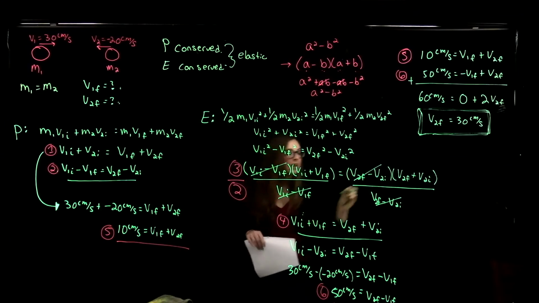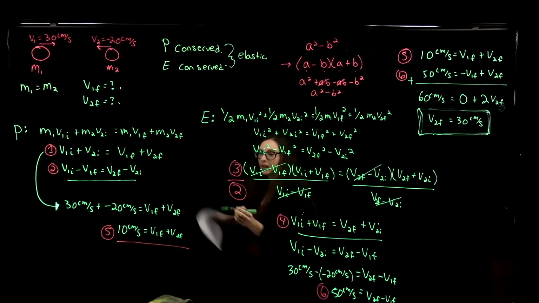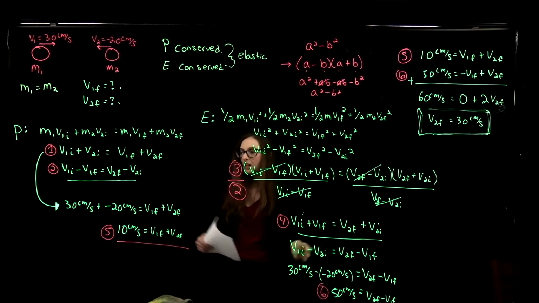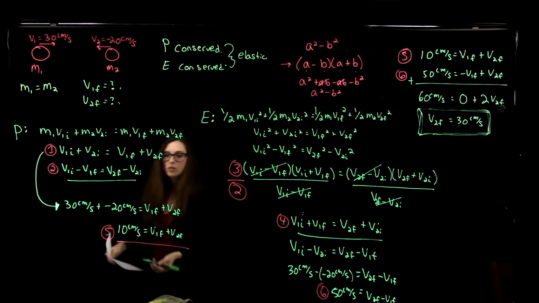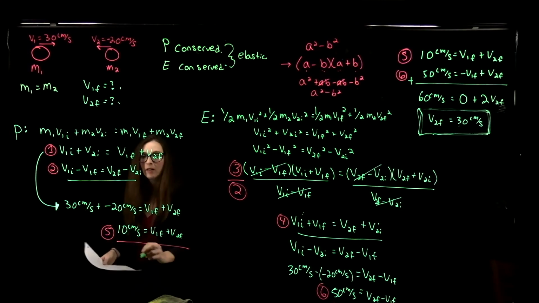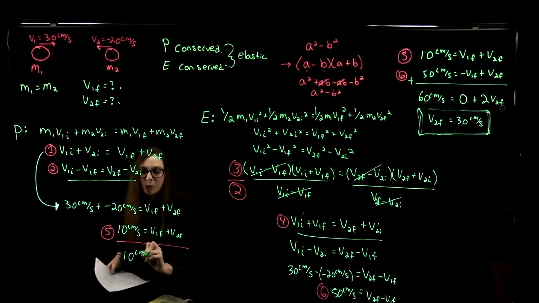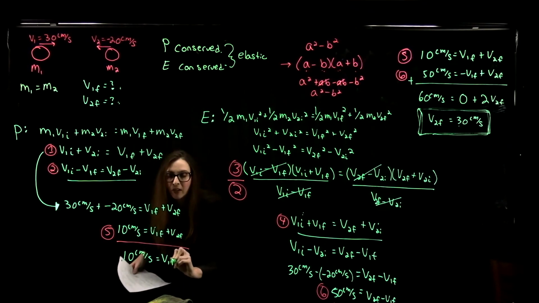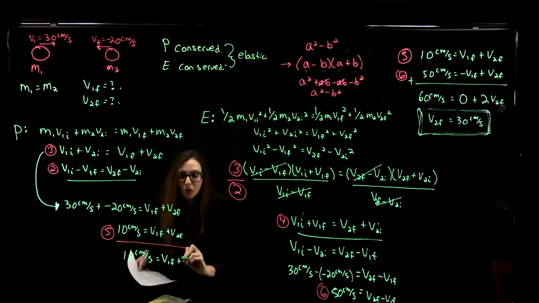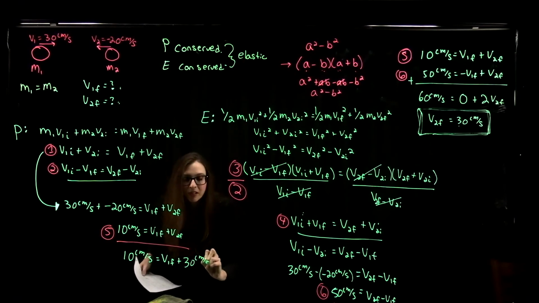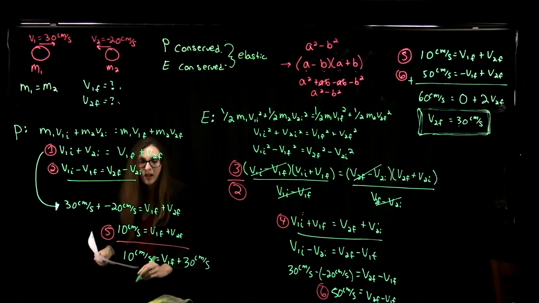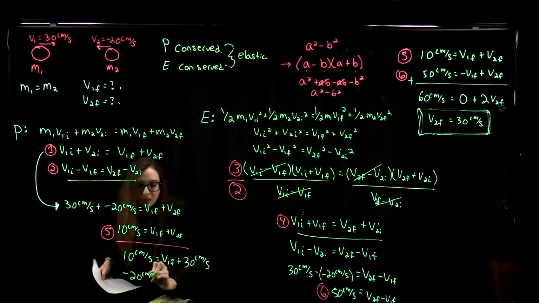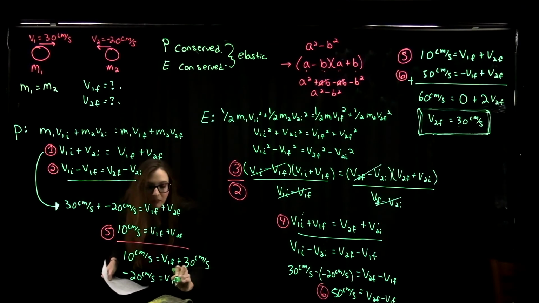So if I take that and plug it into any one of these equations, equation 5 or equation 6, then I'll get what v1 final is. So let's do that right here. If we've got 10 centimeters per second equals v1 final plus 30 centimeters per second, we subtract 30 on both sides. So then we'll have minus 20 centimeters per second equals v1 final.